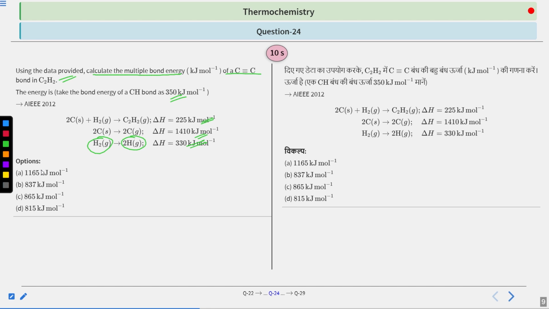Your options are A 1165 kilojoule per mole, B 837 kilojoule per mole, C 865 kilojoule per mole, and D 815 kilojoule per mole. Now what is the important hint in this question? What do you have to find? You have to find the multiple bond energy, that is C triple bond C. So you will use this equation. You will write the enthalpy of reaction for this equation in terms of the bond energies, and for each of these, all the values are given. Your 10 seconds to solve this question starts now.